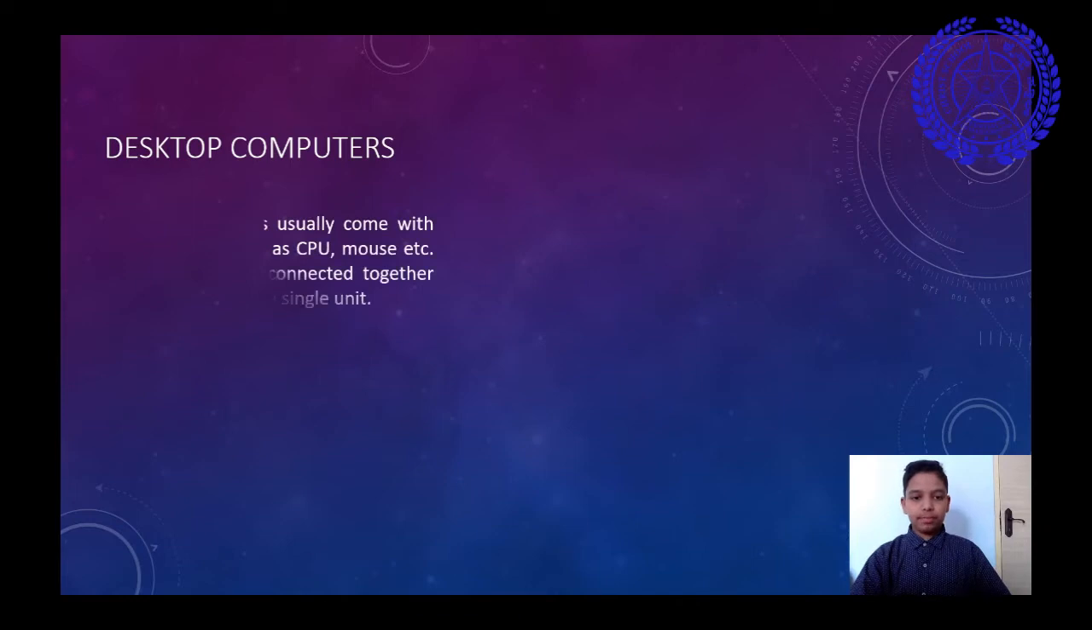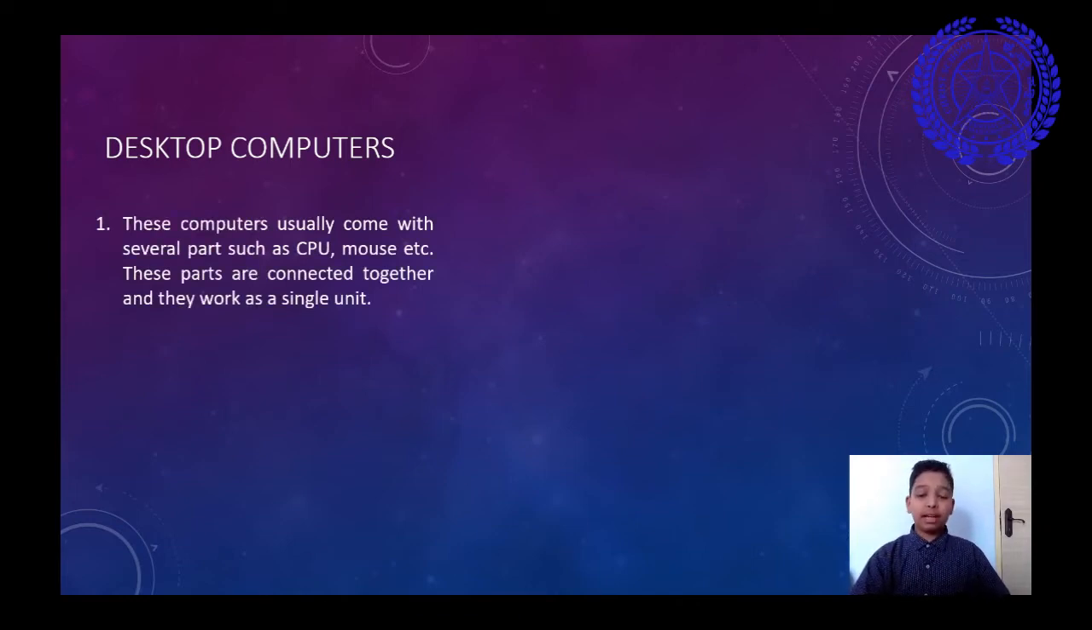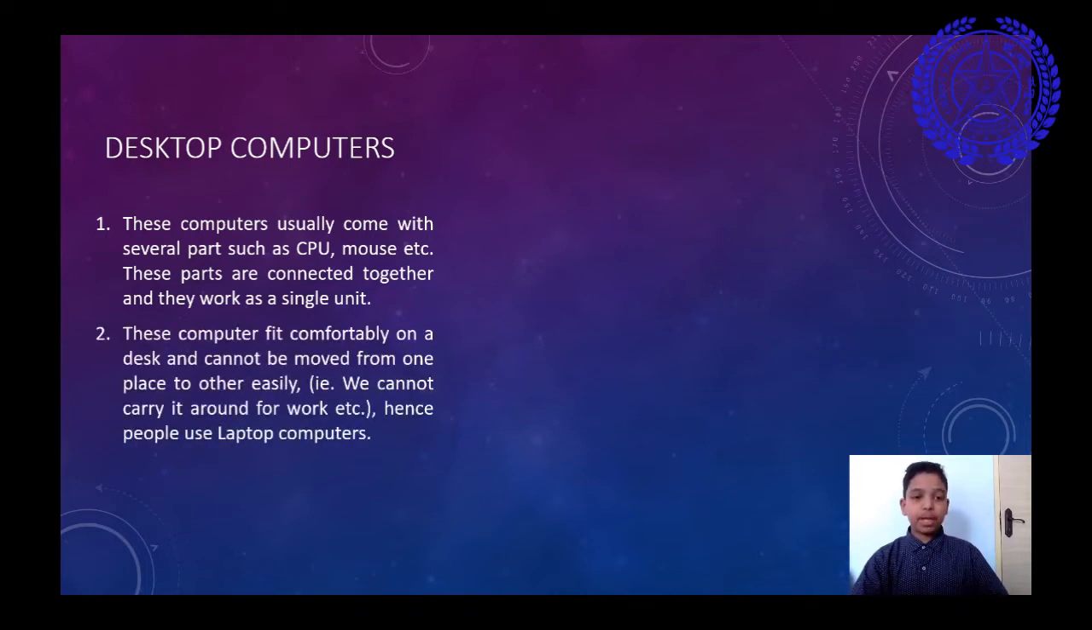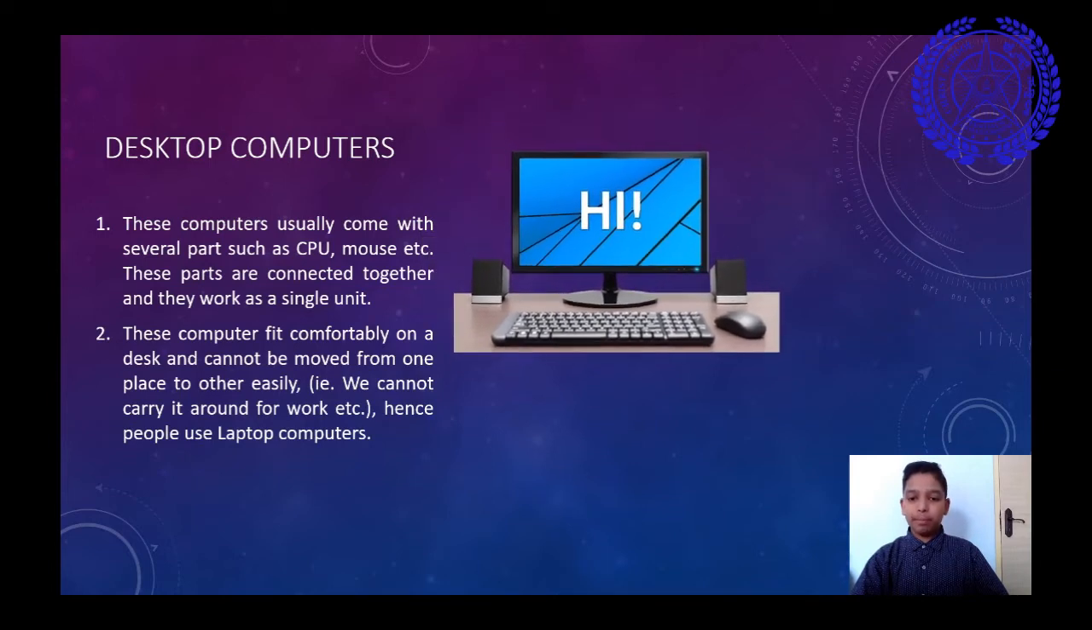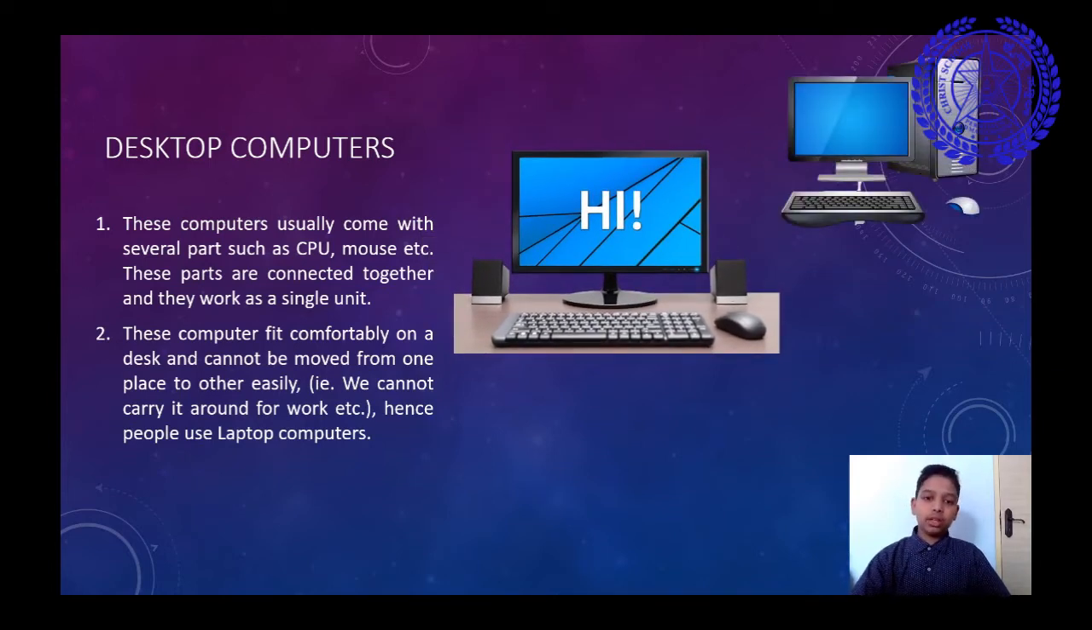Desktop computers. These computers usually come with several parts such as CPU, mouse, etc. These parts are connected together and they work as a single unit. These computers sit comfortably on a desk and cannot be moved from one place to another easily. That is, we cannot carry it around for work, etc. Hence, people use laptop computers. So here, as you can see, these are all examples of desktop computers.